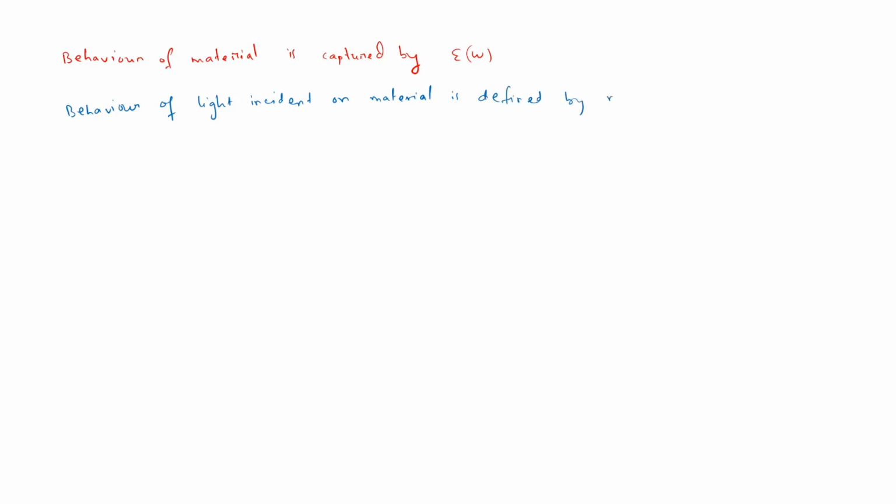So we want to understand the light-matter interaction, of metal and light. The behavior of the material is captured by epsilon of omega. Whereas what will happen if you put some light on it? The behavior of light incident on the material is defined by refractive indices.